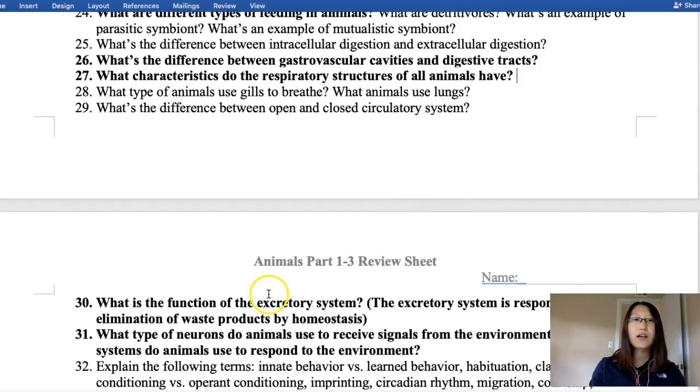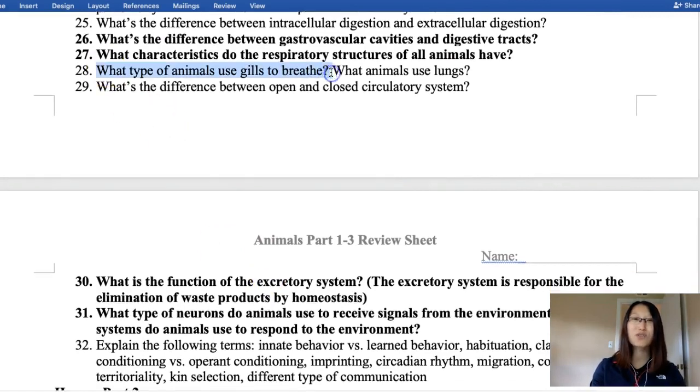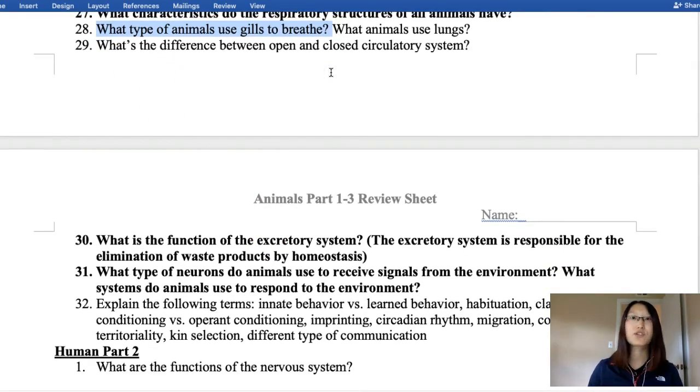The next one is, what type of animals use gills to breathe? Fish, marine animals. A lot of the marine animals. What animals use lungs? So those will be the reptiles, amphibians. The amphibians are skin and lung breathers, but they also have a lung. The reptiles only have a lung, and then other mammals have lungs.